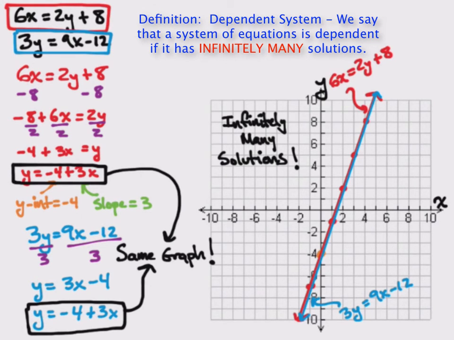So what we do here is we do want to say infinitely many solutions, but we want to describe this solution set to the reader. And to do that, all we need to do is actually just write one of our original equations from our system. And that tells the reader there are infinitely many solutions, and they are all the solutions to the equation 6x equals 2y plus 8.